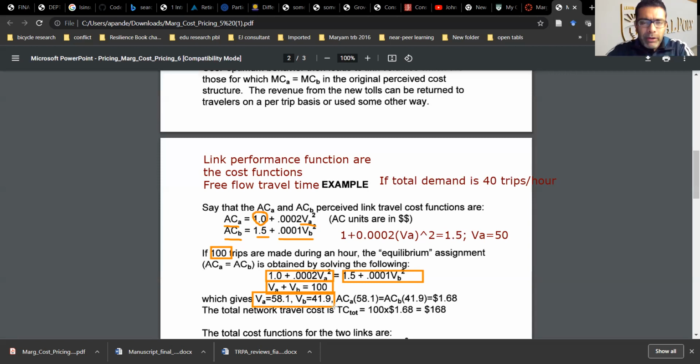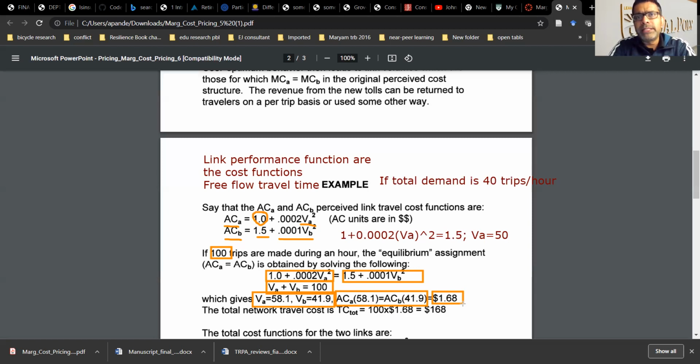And if you want to figure out what's the average cost on both routes at that point, ACA at 58.1 will be equal to ACB at 41.9. And then both of your routes will be costing on average 1.68.